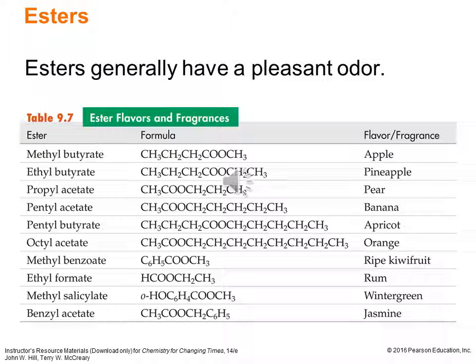So looking at the odors of some common esters, we have methyl butyrate, which has the fragrance of apple, or ethyl butyrate, changing that methyl group to an ethyl group on the one side, gives the difference between apple and pineapple. And then propyl acetate as opposed to pentyl acetate, we have pear versus banana, and so on and so forth, for these really nice fruity flavors or fragrances, depending on if you're smelling or ingesting the esters.